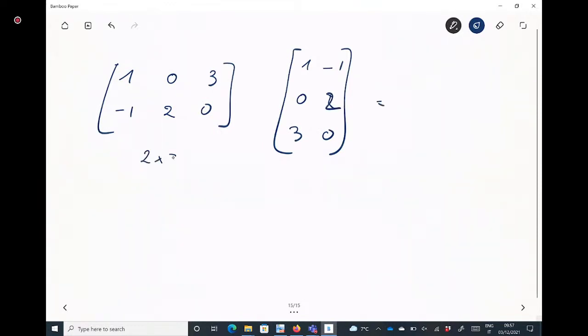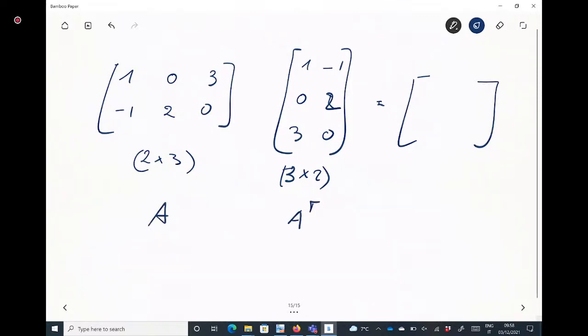This is 2 by 3. This is 3 by 2. The result will be 3 by 2. Compute the result. So this is A, this is A transpose, okay? Compute the result, it is 1, 0, 9, so it is 10.